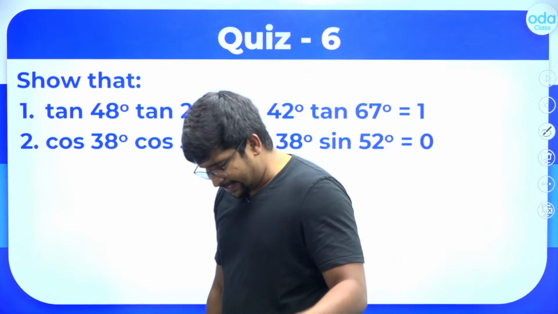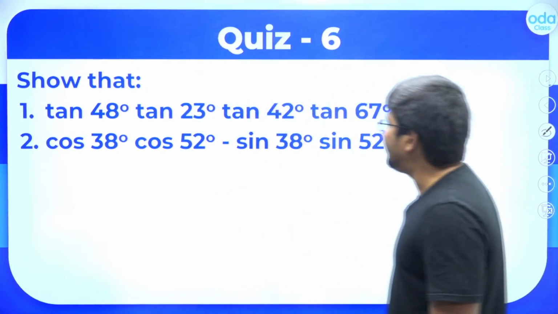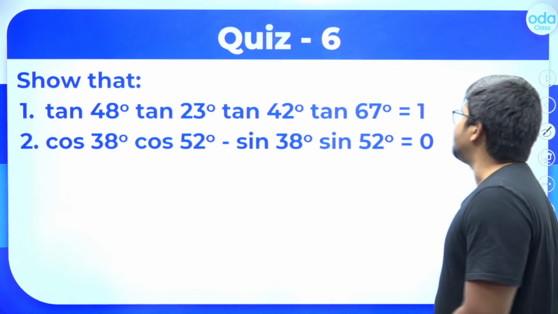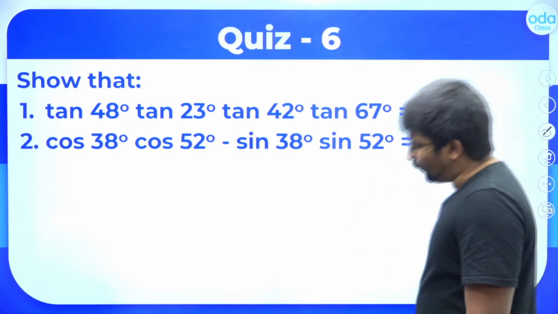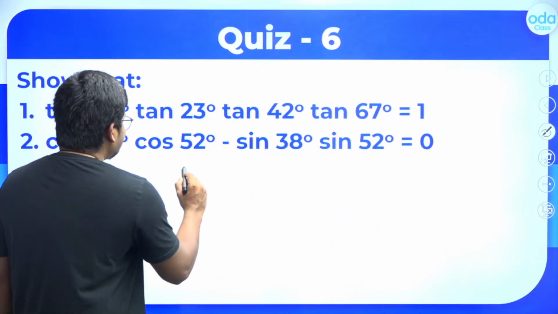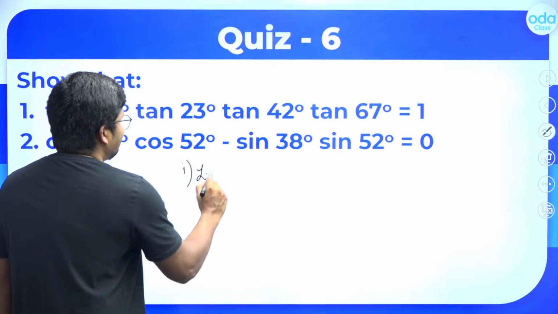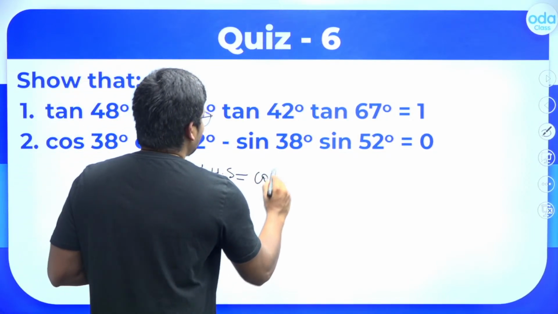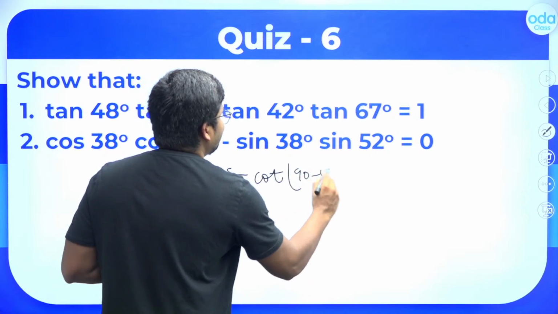Application remains the same. Tan 48 degree into tan 23 degree into tan 42 degree into tan 63 degree. You have to prove it as 1. This is a prove that question. This is very easy. Okay. So let's take for the first question, what is there in LHS? You know tan 48, can I write it as cot of 90 minus 48?